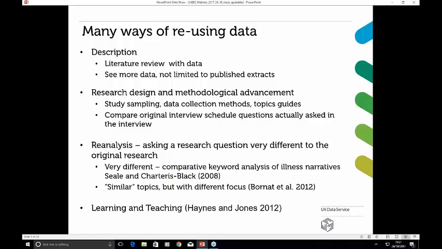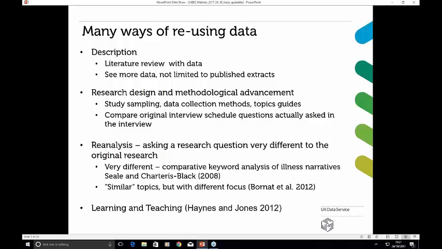The original illness narratives had looked exclusively at health research, so they were mostly interested in symptoms and diagnosis. When Seale and Charteris-Black came along to do the comparative keyword analysis, they were much more interested in an analysis of the discussions rather than the actual health issues that were coming up in the interviews. So the question can be very different in that sort of way.